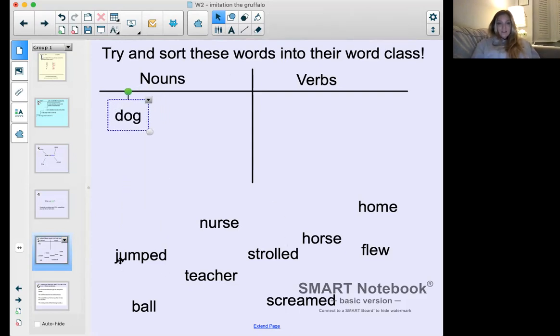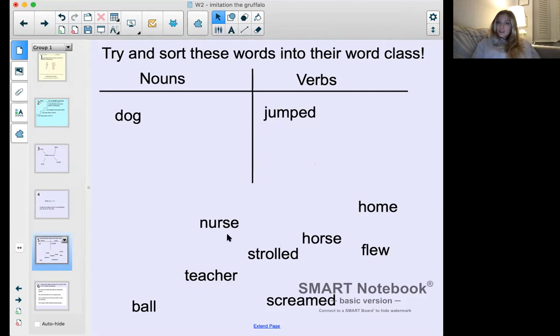Next we have jump-ed? No, we know ed can also give us the d sound, so let's try it again. Jumped. I jumped into the pond. Jumped. Naming word, action word. That's right, it is an action word. It's something you can do. And if you need to test it out, stand up and try them out. See if you can do them.